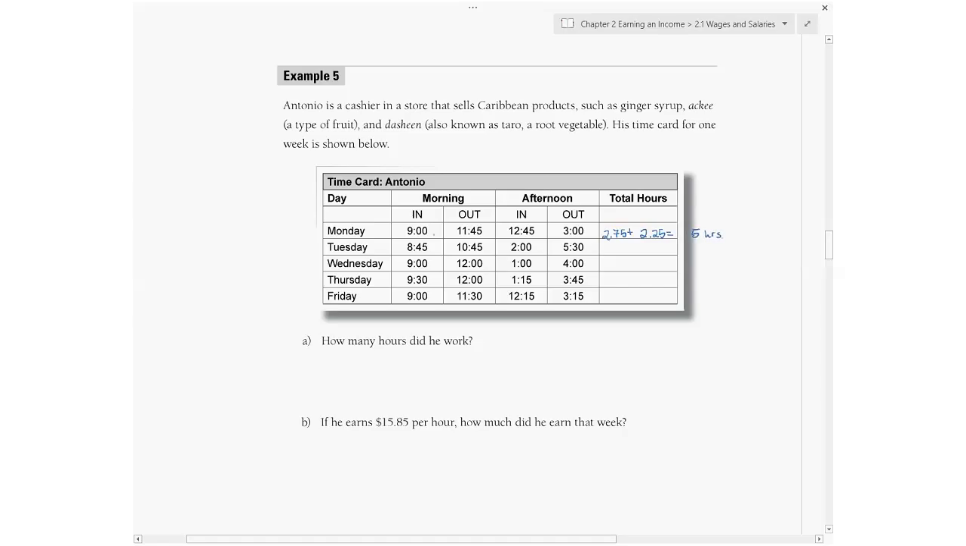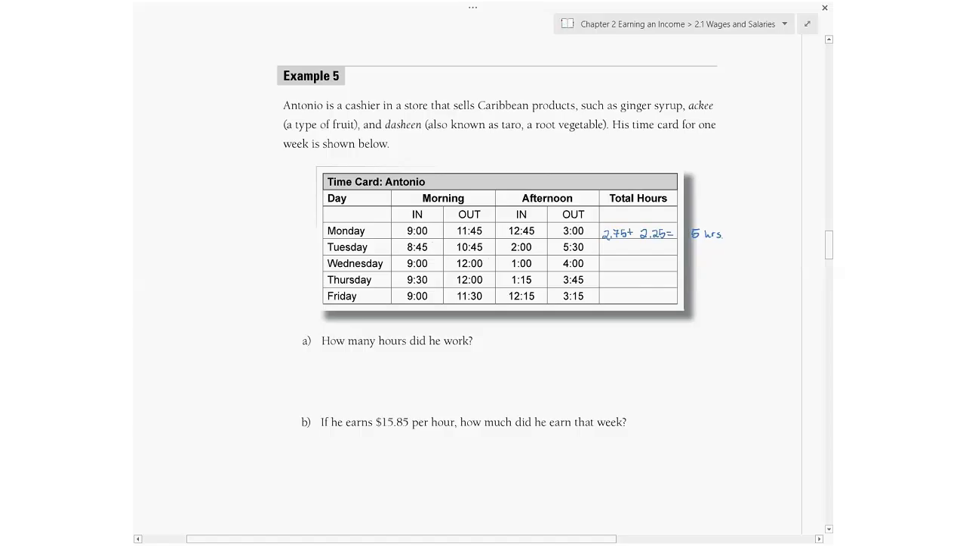Another way you could look at this is you could say he worked from 9 to 3, but he took an hour off in between. So from 9 to 3, 10, 11, 12, 1, 2, 3 is 6 hours. He was off for an hour for lunch, so it was 5 hours. So there's a few different ways you can calculate these.